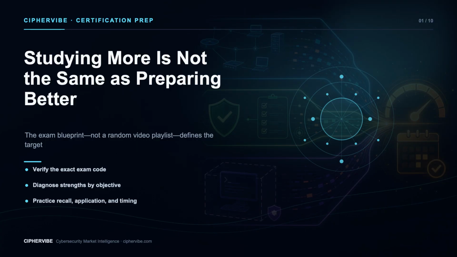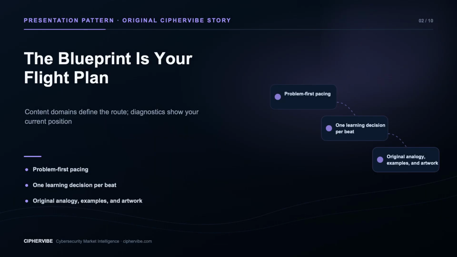It cannot guarantee a pass, and exam codes, prices, policies, domains, and retirement dates must be checked on the vendor's official site before scheduling. Clear certification explainers begin with the candidate's problem, reveal one study decision at a time, compare exams without declaring a universal winner, and return to a practical schedule.